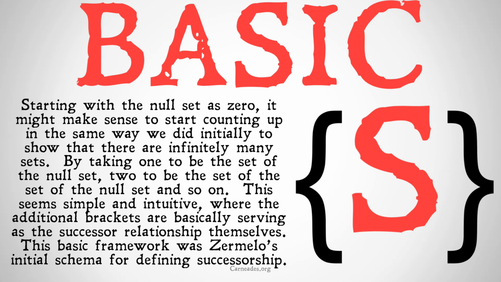So, starting with the null set as zero, it might make sense to start counting up in the same way that we did initially to show that there are infinitely many sets, by taking 1 to be the set of the null set, 2 to be the set of the set of the null set, and so on. This seems simple and intuitive, where the additional brackets are basically serving as the successor relationship themselves. You count the number of brackets, and that's the number that you have.